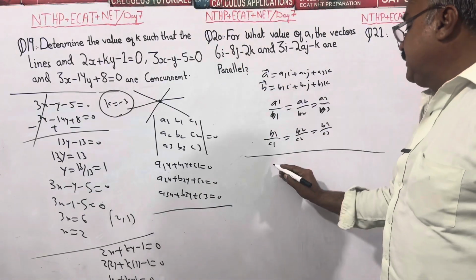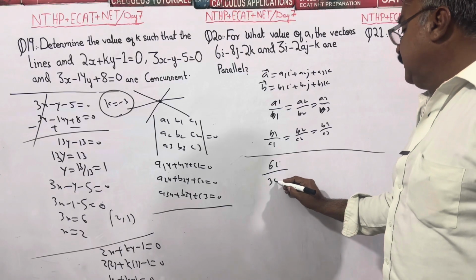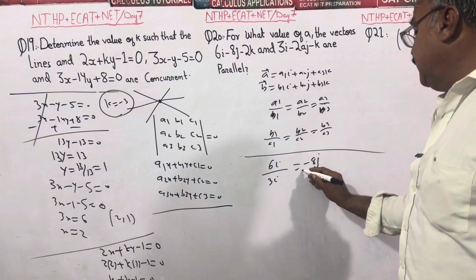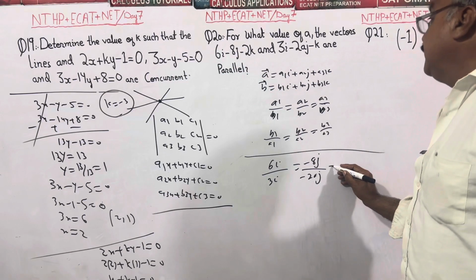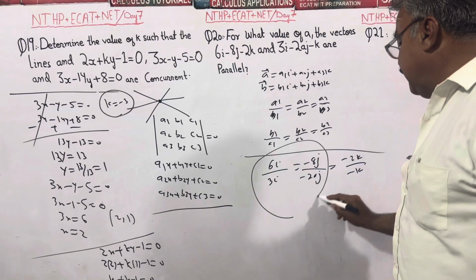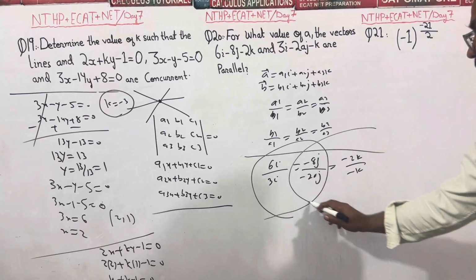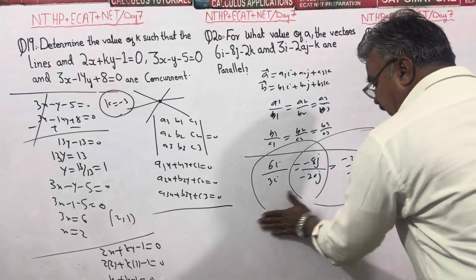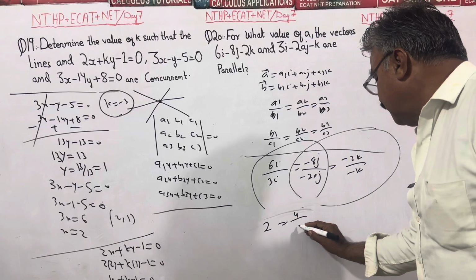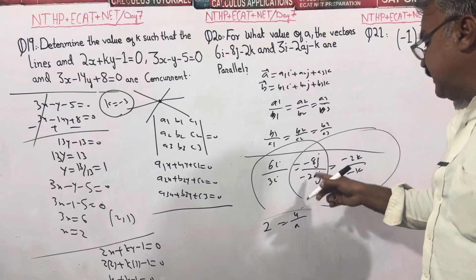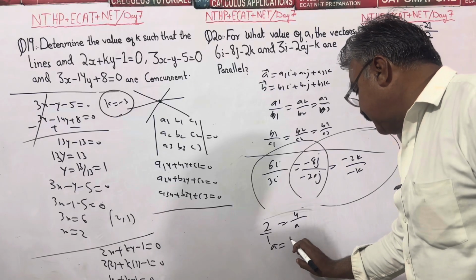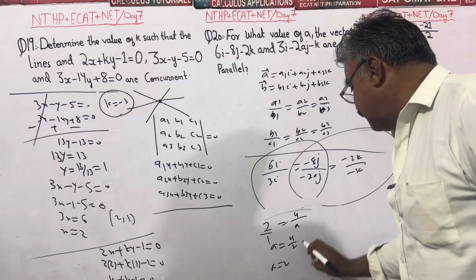We have 6i over 3i is equal to minus 8j over minus 2aj, which is equal to minus 2k over minus k. Either you take this ratio to find a, or you can take these two. I am taking the first one and simplifying. I have 2, and there is 4 over a. The minus cancels, j cancels, 2 times 4 is 8. Solve for a by cross multiplying: a is 4 over 2, so a is 2 in that case.